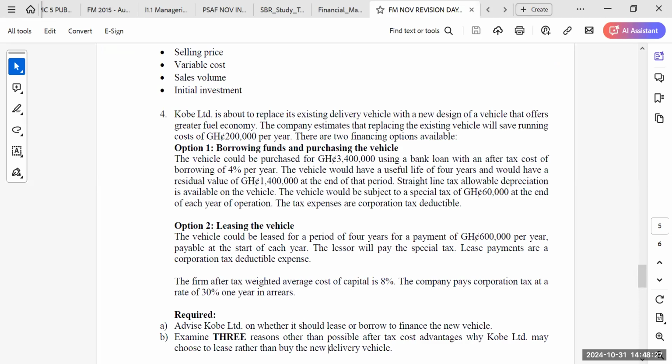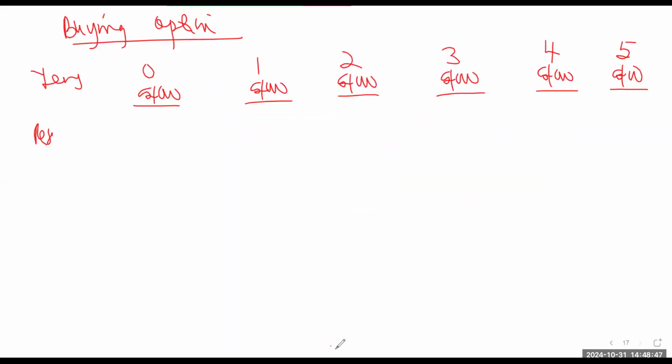The vehicle could be purchased. That will be year 0. And the vehicle will have a useful life of 4 years and will have a residual value of what? 1,400 at the end of that period. So we can have a residual value now, isn't it? So the first one, we can bring a residual value. You don't have to arrange them in any order. We are not doing a cash flow statement where you have to show your cash flow before you add this one. This one is going to be in any order.